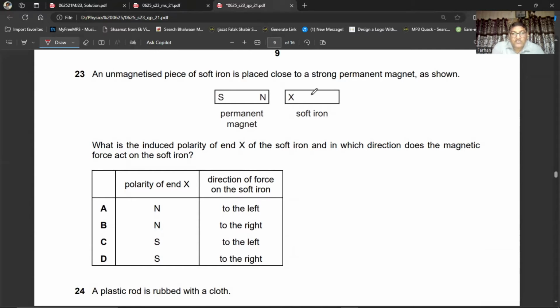So when you put a soft iron near this end, this end will automatically become south and this end will become north. So they will be attracted. So the force will be in this direction. There will be attraction. So polarity of the end X will be south and direction of the force on the soft iron will be to the left. So I think C is the right answer, sir.